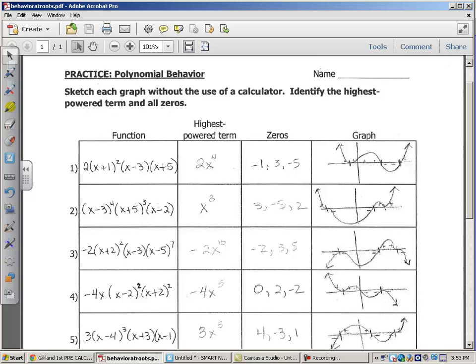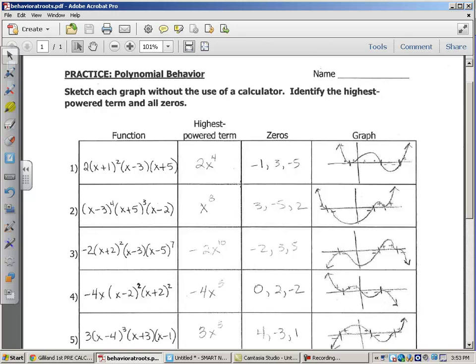At 3 and at -5, our exponent is just a 1. In that case, the graph just crosses through. So let's take a look at all of this. The highest powered term would be 2x to the fourth. Here's an x squared and then 2 more x's. That gives you an x to the fourth. The leading coefficient is positive, the degree is even, so it goes up to the left and up to the right.